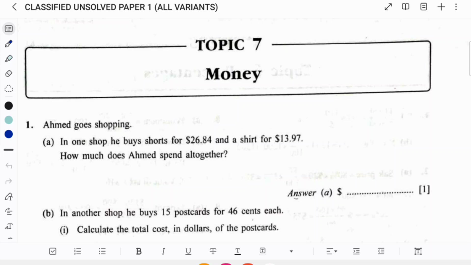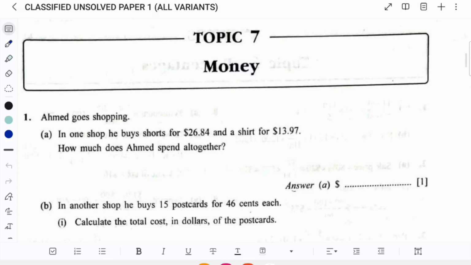So these days we are doing the topics of everyday maths. First we started with ratio, proportions and rate. Then we did the questions for percentages. Now we are doing money, and later we'll do more topics like time, temperature, simple interest, and compound interest in the upcoming videos. So let's begin the questions related to money. Question number 1, they all are past paper questions of non-calculator papers. So question number 1, Ahmed goes shopping.